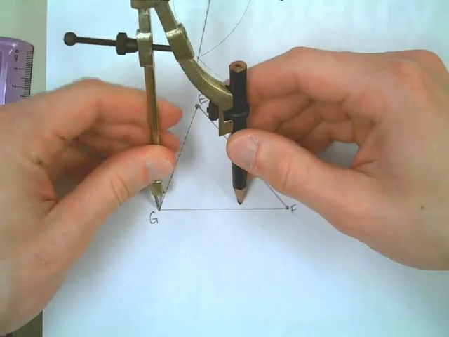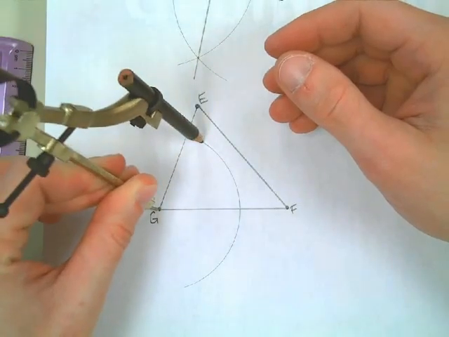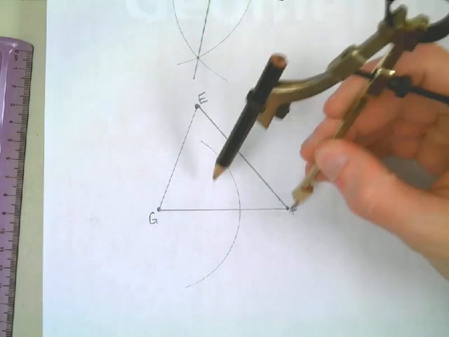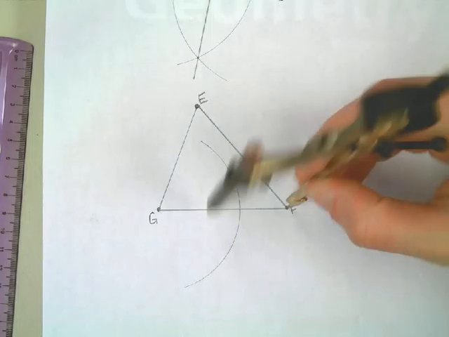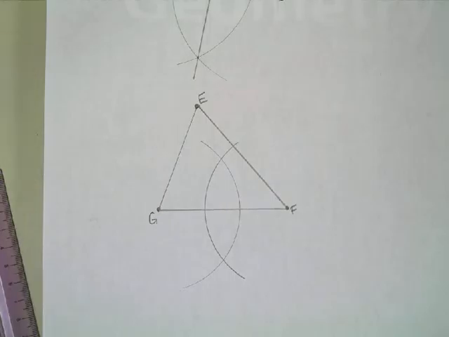All right, and then we'll swipe from point G. And then we'll do the same thing here at F. Point down and swipe. And that creates the perpendicular bisector of side GF.